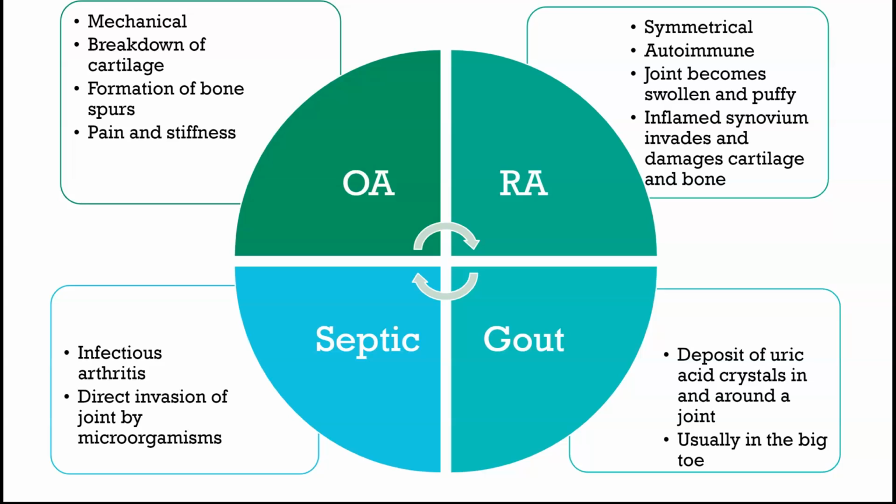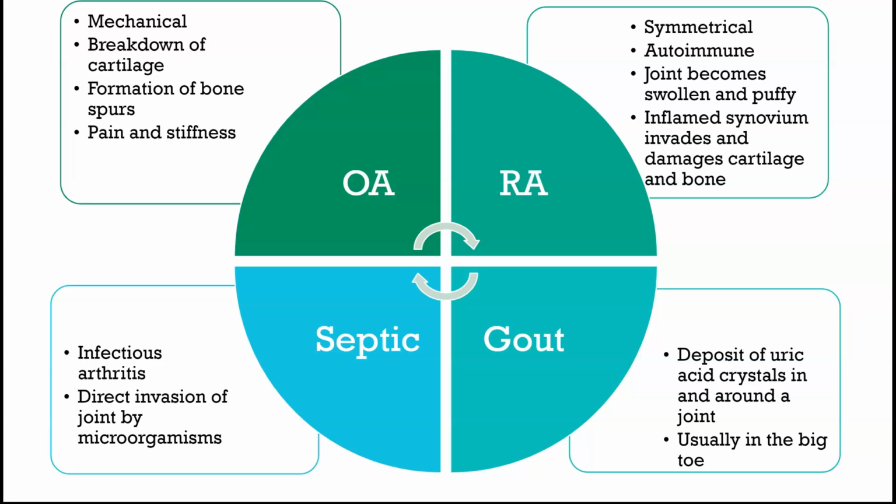Septic arthritis is due to an infection in the joint, which potentially could be due to, say, for example, osteomyelitis, right? If that infection starts to spread up the bone and get into the joint, it could infect that joint area, the synovial area, and create septic arthritis. And then you have gout, which is a little bit different. It's classified as an arthritis, but it's more of a deposit issue, which can be cleared up with medication.